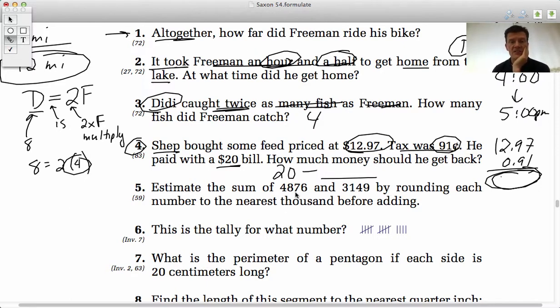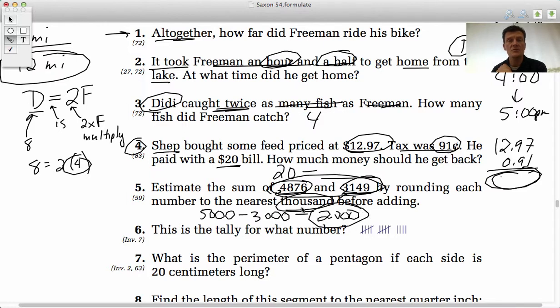Number 5, estimate the sum of those two by rounding each number to the nearest thousand. Thousand would be the 4 is in the thousands place, the 3 is in the thousands place. 4,876, you're going to round that up to 5,000. And the 3,149, round that down to 3,000. If you subtract those, you get 2,000. So approximately, the difference of those two is approximately 2,000.